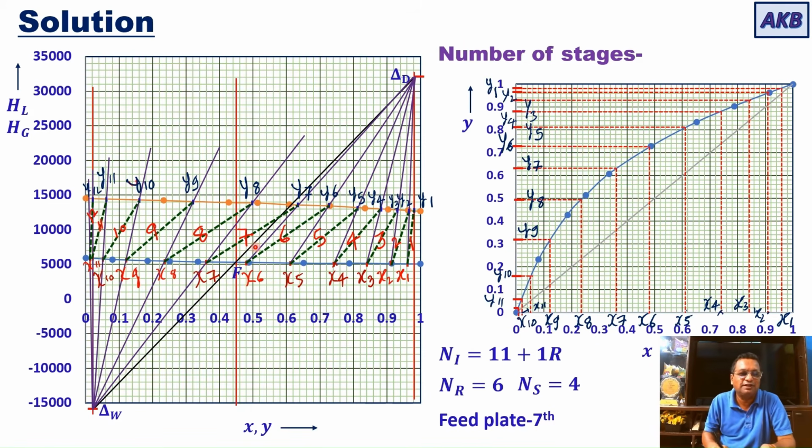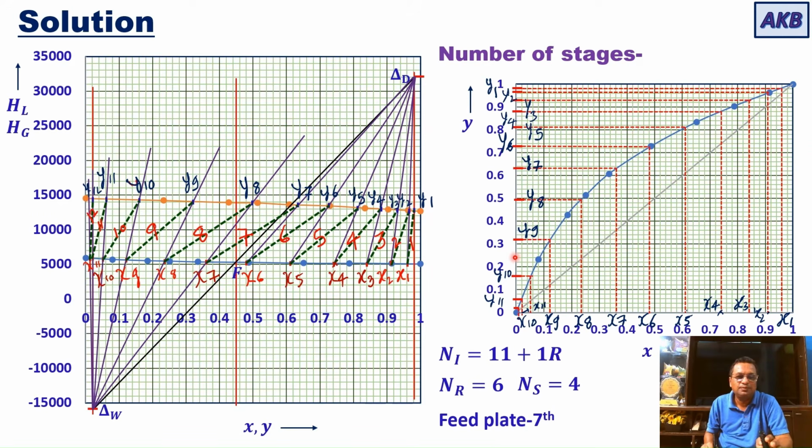Feed plate is the 7th plate because the 7th tie line intersects with the line through delta W, F and delta D. So in this way, there are 11 stages. 6 stages are in the rectifying section, 4 stages are in the stripping section, the 7th is the feed stage and feed plate, and there is one reboiler.